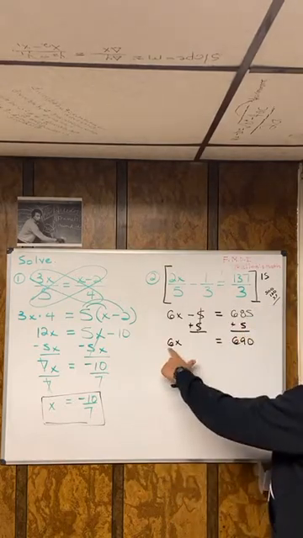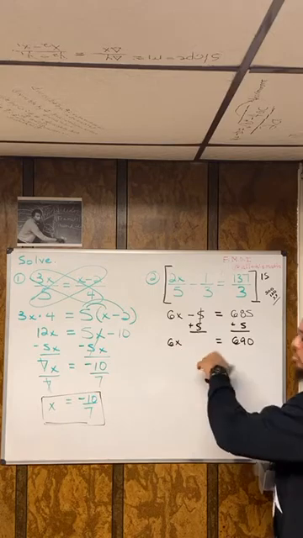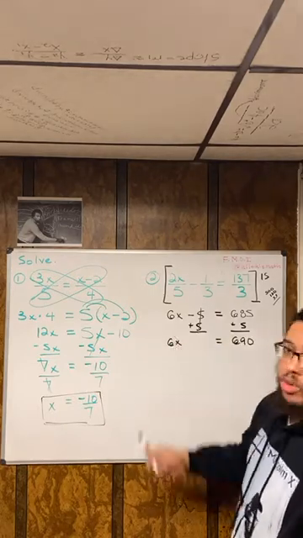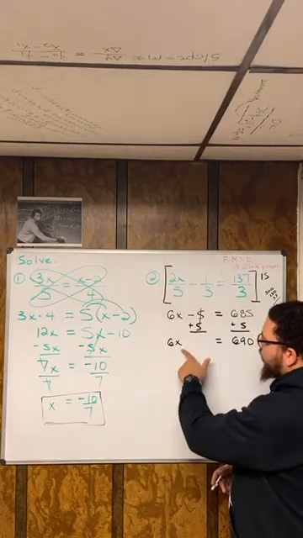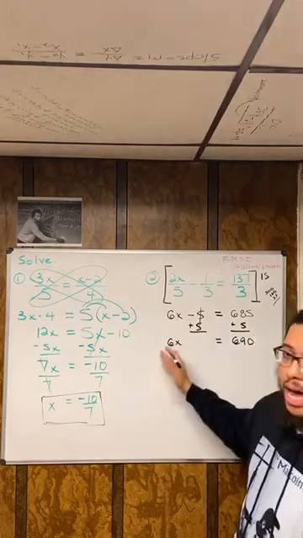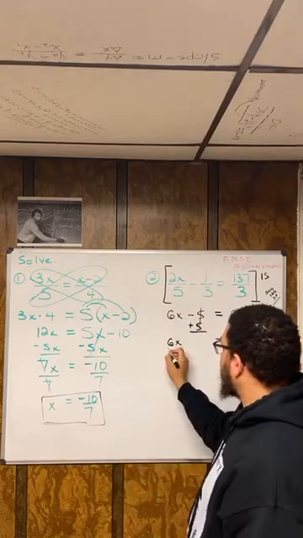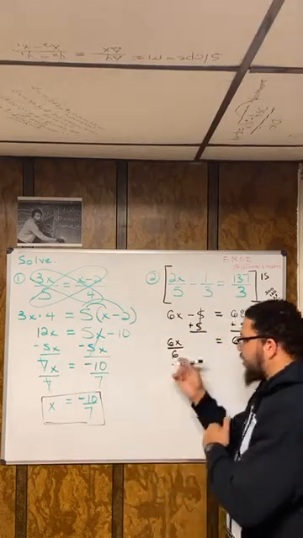Now, I got 6x, which means 6 times x, and I'm trying to get rid of 6. So I need to do the opposite operation from what 6 is doing right now. 6 is involved in multiplication, so I need to divide, because division is the opposite of multiplication. So I'm going to divide this 6x by 6.